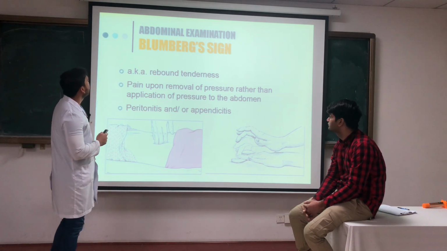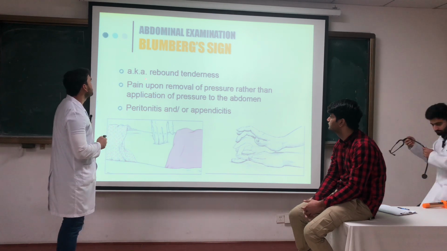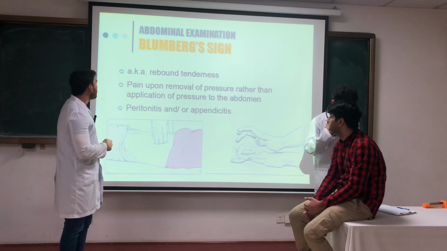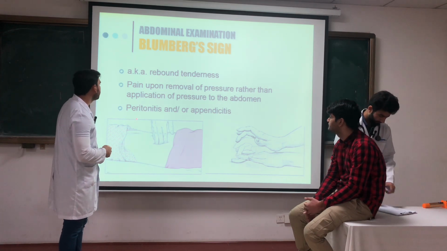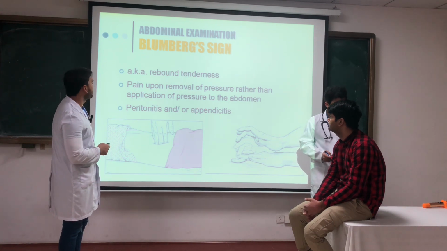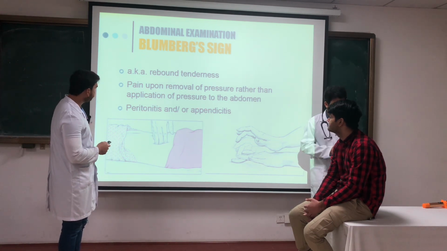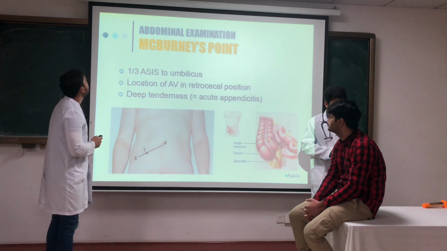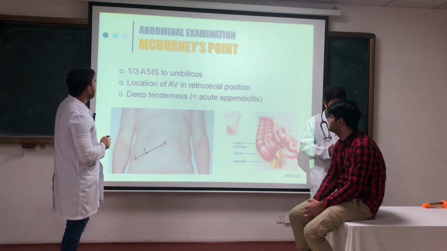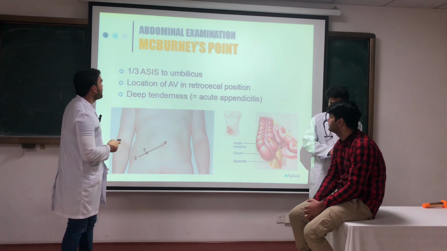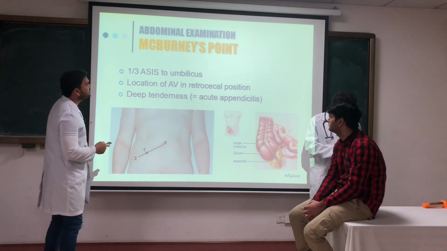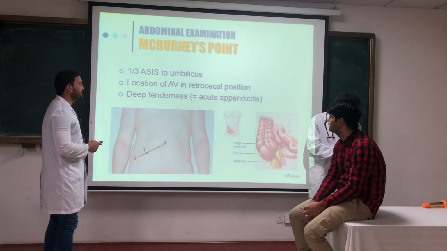Blumberg's sign is also important in abdominal examination. Rebound tenderness is pain upon removal of pressure rather than upon application of pressure to the abdomen. Peritonitis and appendicitis are important in abdominal examination. McBurney's point is one third from the anterior superior iliac spine to the umbilicus. The appendix may lie in a retrocecal position, causing deep tenderness.